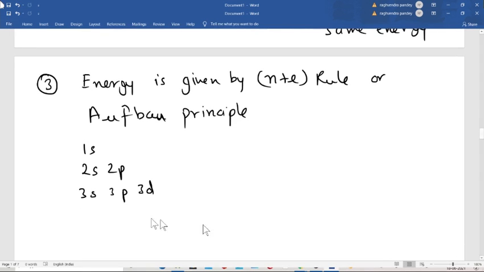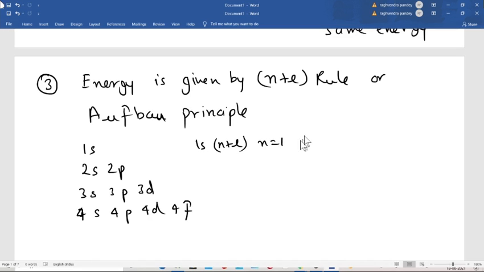Then 4s, 4p, 4d. Okay, that's okay. Every time you have to write N plus L. So for 1s, N is equal to 1. The L value for s is 0. So N plus L is equal to 1 plus 0, which is equal to 1.